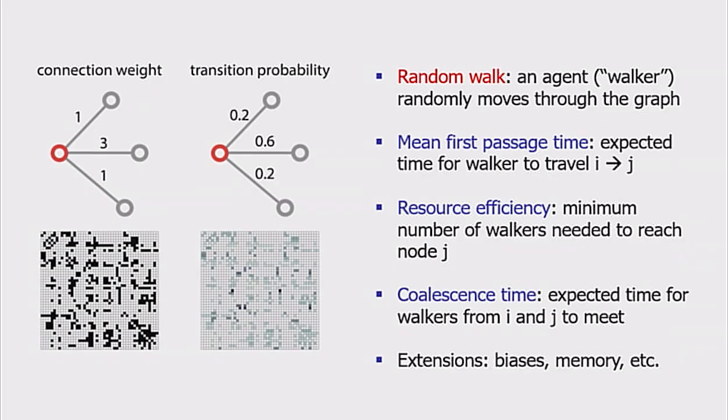And the nice thing about these sorts of methods is that they're infinitely extensible. So you can introduce biases into how the random walkers move, and we'll touch upon this idea when we get to navigation. You can impart memory to the random walkers so that they know what was the previous node that they were at, or the previous two nodes, et cetera, et cetera.